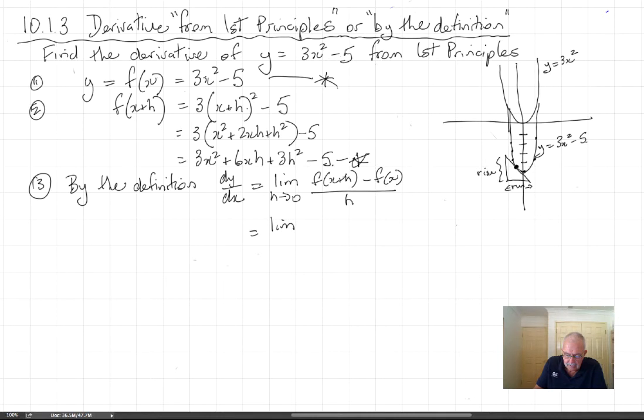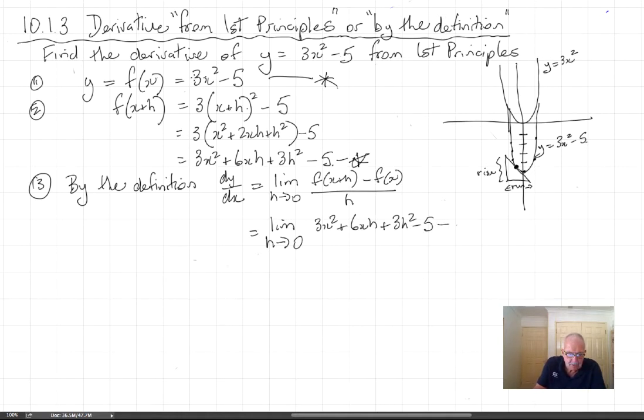So we're going to have to do some factorising and cancel that h out before we can do any substitution. So you've got to keep writing this, the limit as h approaches 0. Now instead of f of x plus h, we write all this long expression here, 3x squared plus 6xh plus 3h squared minus 5. That's f of x plus h. Now it's minus f of x.